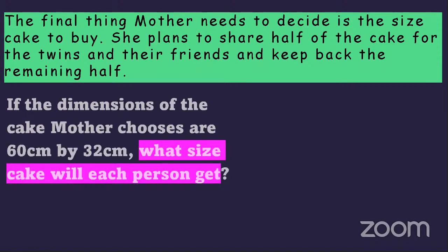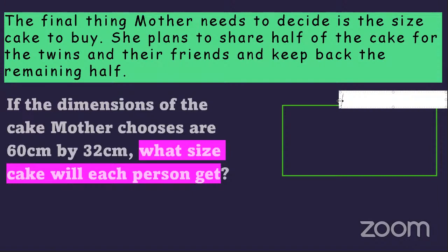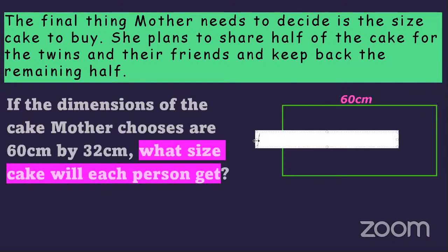Because we need to understand what shape it will be. So if you know the shape, yes, it will be a rectangle. It will be a rectangle. So I'm just going to go ahead and draw that rectangle cake here, and I'm also going to put in some dimensions to keep us on board. So the longer side would be 60 centimeters, and the short side would be 32 centimeters. Great.